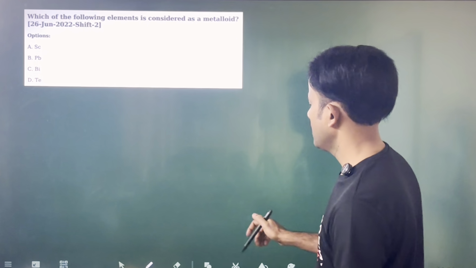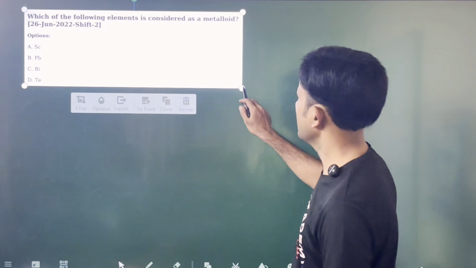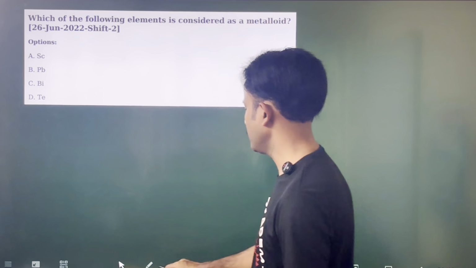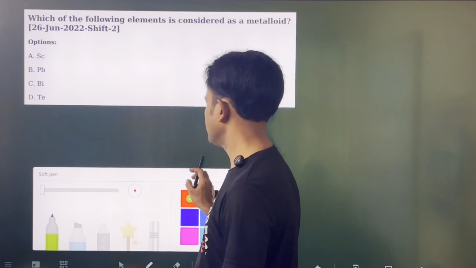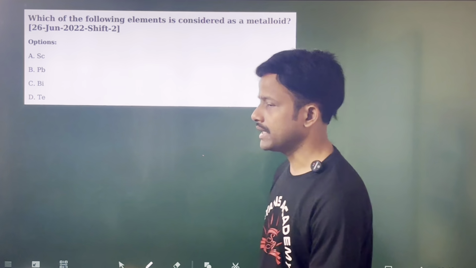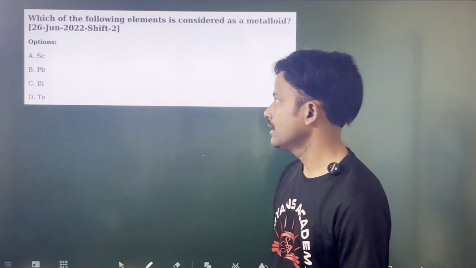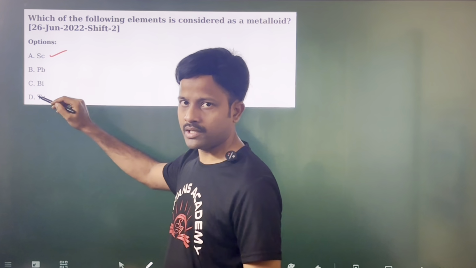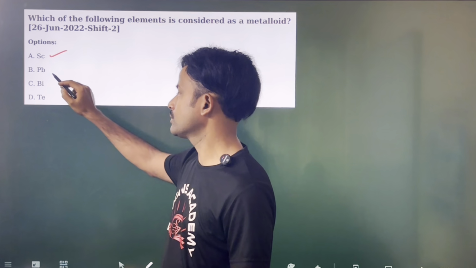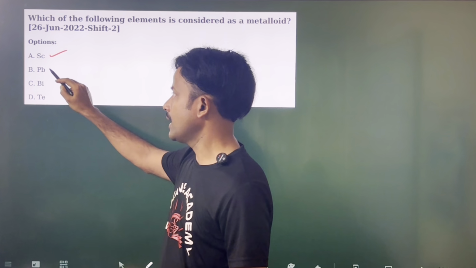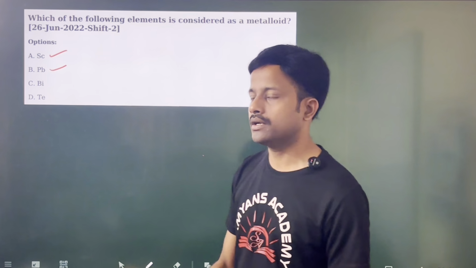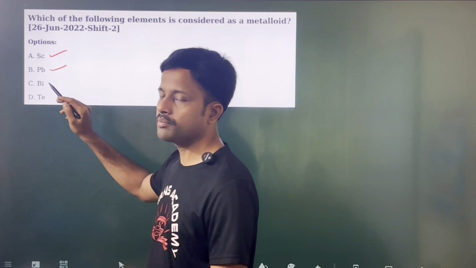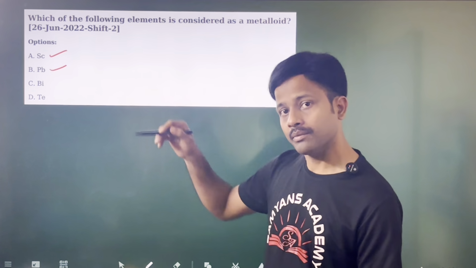And the next question: which of the following elements is considered a metalloid? Already you know that down the group, the metallic nature increases. Across the period, non-metallic character increases. Scandium is a d-block metal. Carbon, silicon, germanium, tin, lead: this is the fourth group, and lead comes last, so metallic character increases. Next, nitrogen, phosphorus, arsenic, antimony, bismuth.